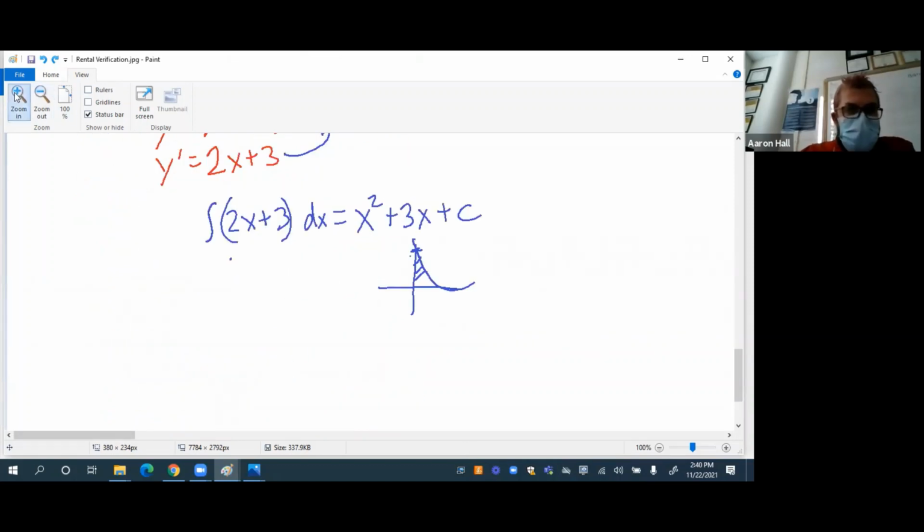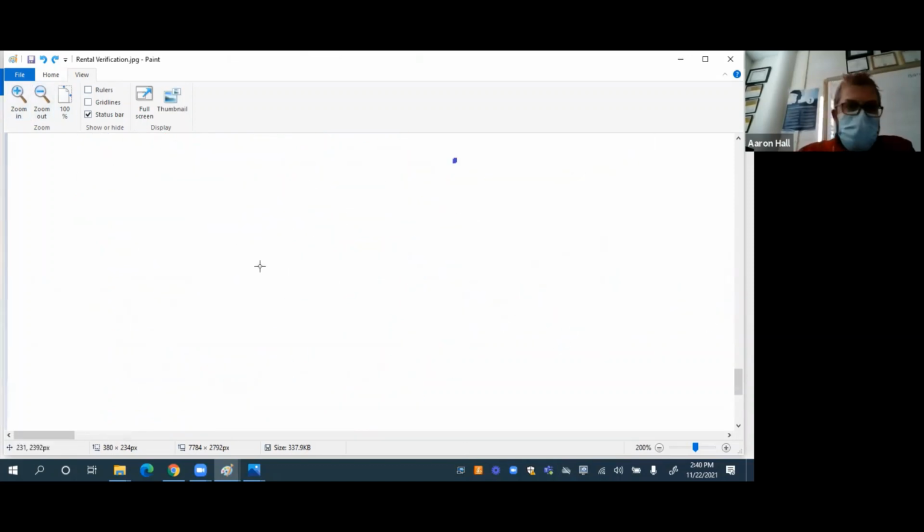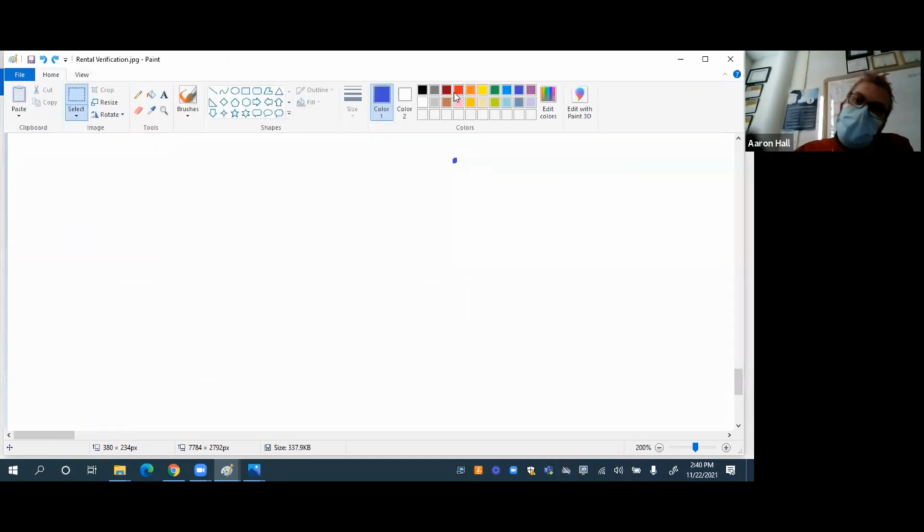Okay, I do want to talk about the notation. If I'm going too fast, let me know. I want to talk about the notation for the derivative of the inverse.